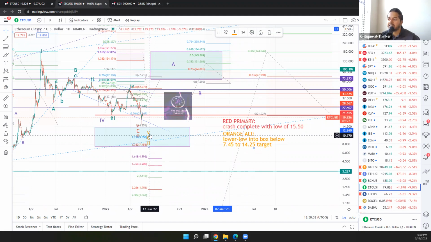How far into this box? If I had to give you my honest answer, I don't think we go too far in the box because we've already come down quite a bit. Our one-to-one ratio of our A wave to our C wave would fall at about 1425. So that would be about maybe $1.25 lower than the low we've had so far. So if I had to tell you my best guess, probably the upper half of this box, somewhere in there.